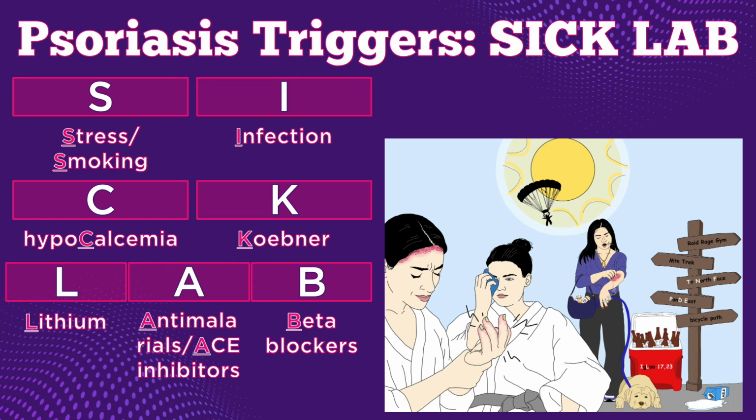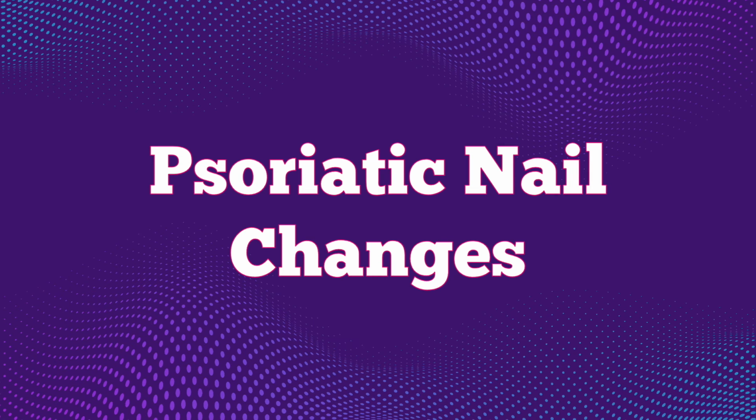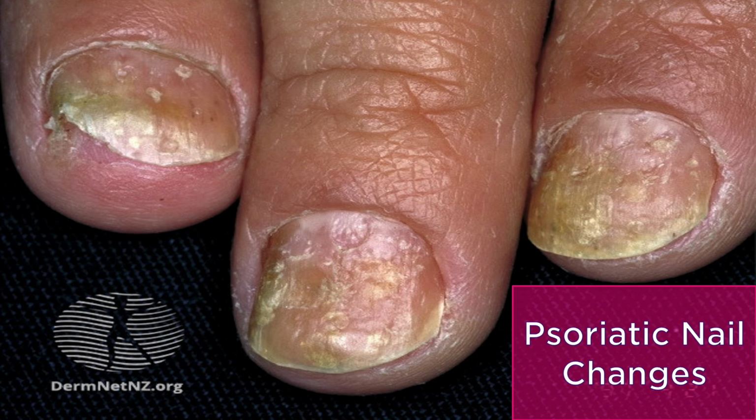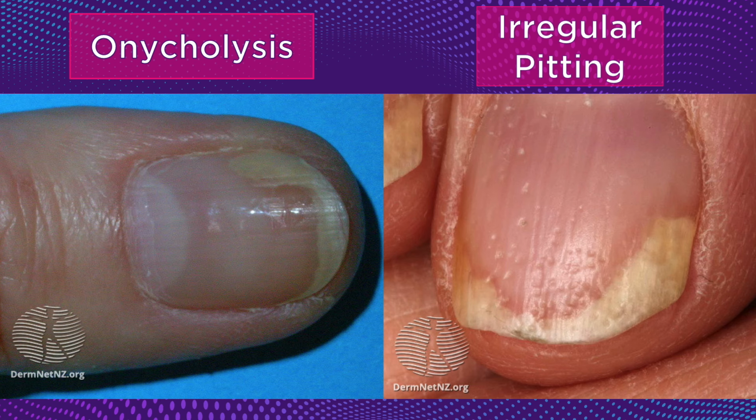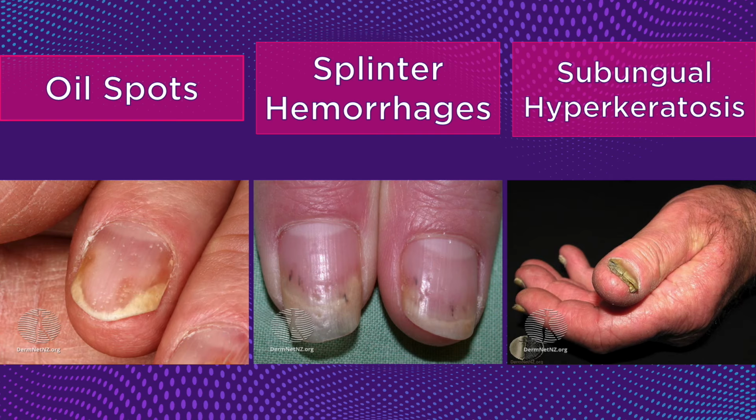psoriasis triggers. Next, let's discuss psoriatic nail changes, which are seen in 10 to 80% of patients depending on the study you read. Psoriasis more commonly affects the fingernails over the toenails. Remember that our nails are just an extension of the skin, so chronic skin diseases like psoriasis or lichen planus will often affect the nails. Some of the changes we see in psoriasis include onycholysis, irregular pitting, oil spots, splinter hemorrhages, and subungual hyperkeratosis.